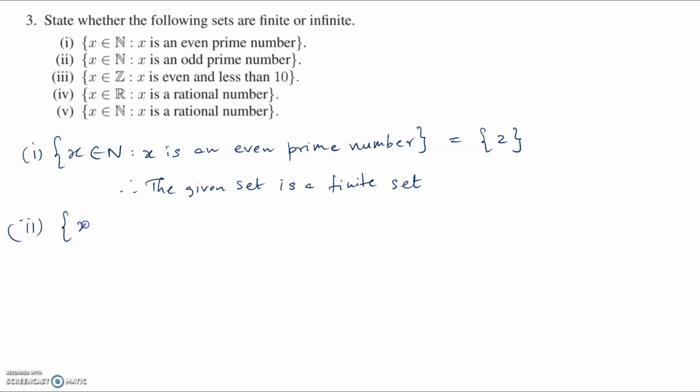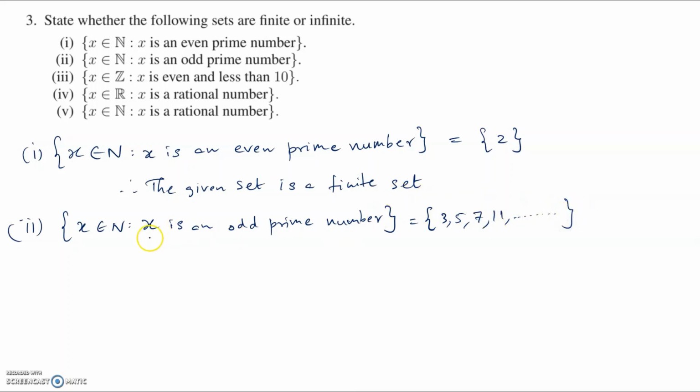Question number 2. You're given x belongs to N such that x is an odd prime number. Now that will be equal to 3, 5, 7, 11, and so on. The set is infinite. Therefore, the given set is an infinite set.